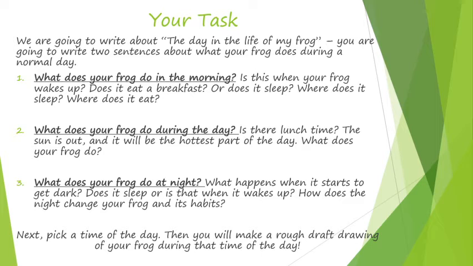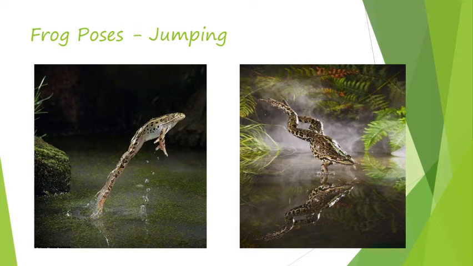So, once you've got all those things figured out, pick the one that you like the best. Pick the part of the day that you think your frog is doing something the most interesting, and you're going to do a rough draft picture of what your frog does during that time of the day. Let's look at some poses of frogs doing things. So here we've got 2 examples of a frog that's jumping. One where it's jumping out of the water, and another one where it's jumping into the water. So this is the kind of pose that you could look at for your frog.